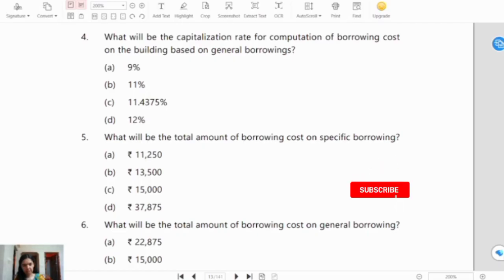So now we will see the fifth MCQ. What will be the total amount of borrowing cost on specific borrowing? Option A rupees 11,250. Option B rupees 13,500. Option C rupees 15,000. Option D rupees 37,875. So this question is again based on the third issue above.